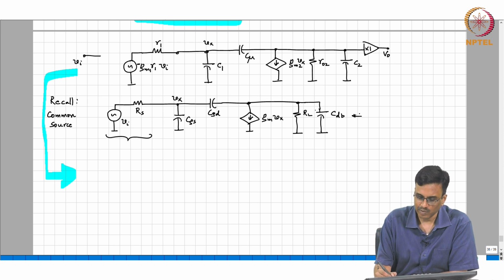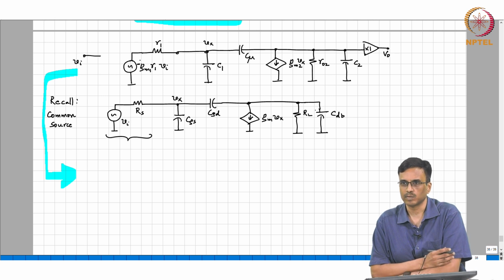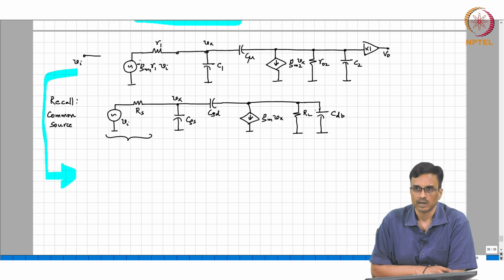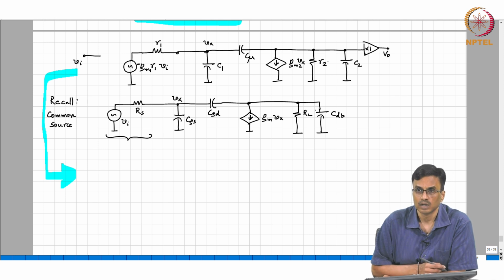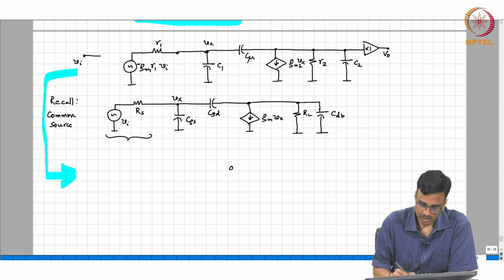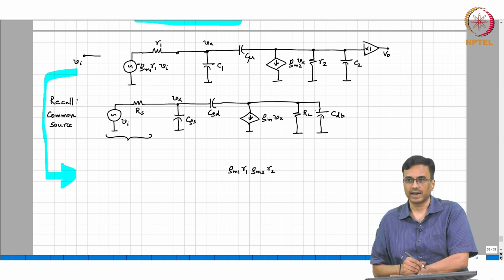Not this one. This one we've already done. I am asking you for the upper one. What is the point in redoing the one which you've already done before? I mean, this is R2. Okay. Minus GM2 times GM1 R1, GM2 R2 is the DC gain, right? Then do we expect to see a right half plane 0?